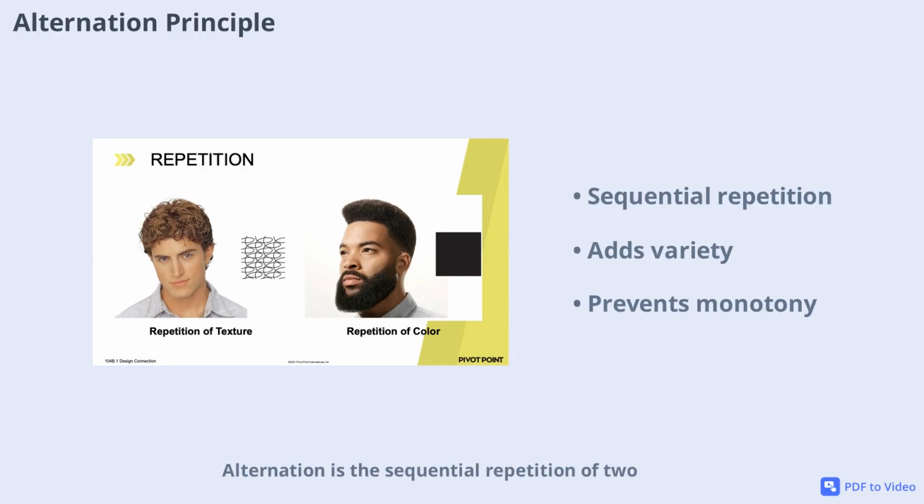Alternation is the sequential repetition of two or more units in a repeating pattern. This principle adds variety and interest to your designs, preventing them from becoming monotonous. Alternation is often used in patterns, textiles, and even in hair design.